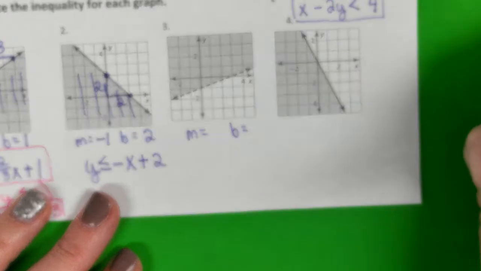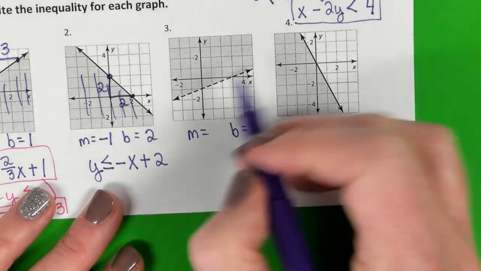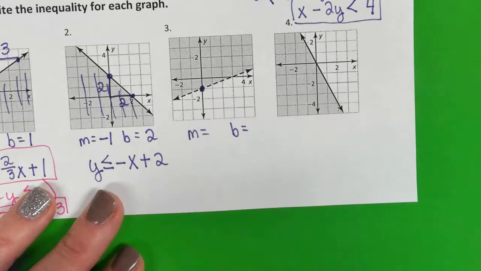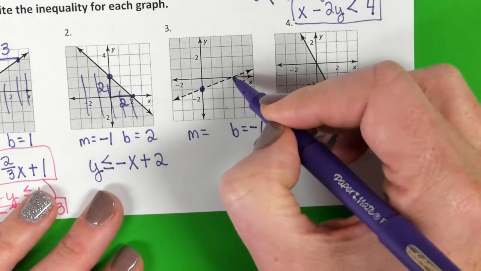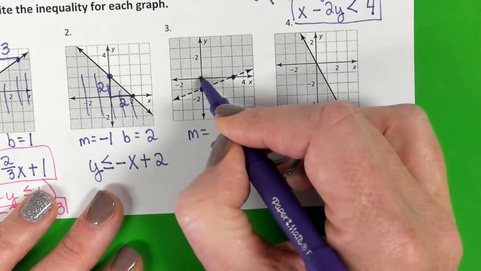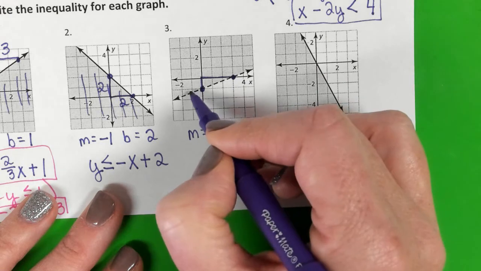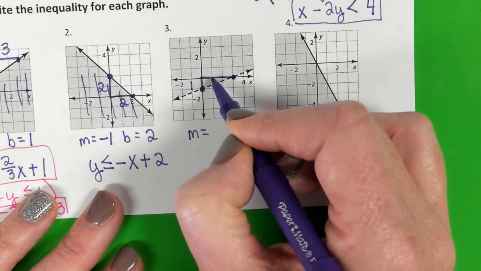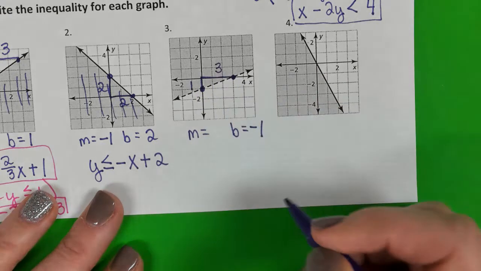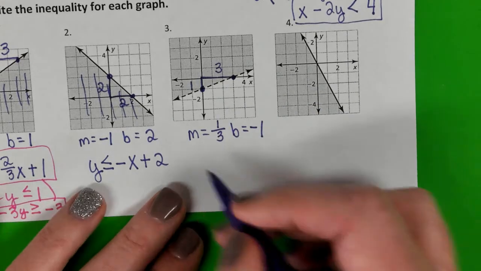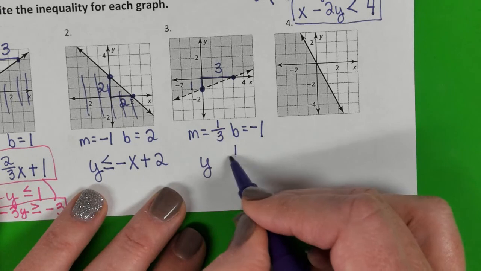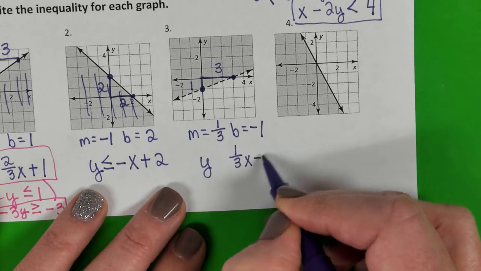What is your y-intercept? Your y-intercept is -1. Let's pick 2 exact points. Those look like some good ones right there. A rise of 1, a run of 3, so my slope is 1/3. So y equals 1/3 x minus 1.